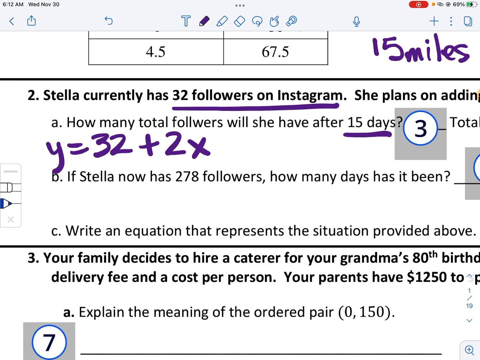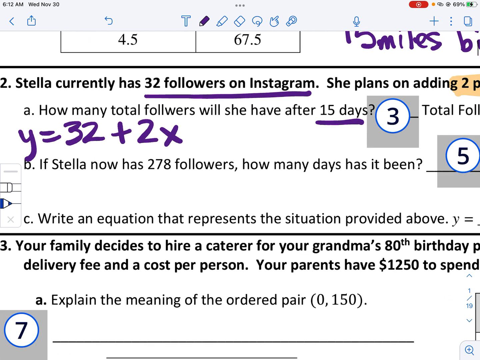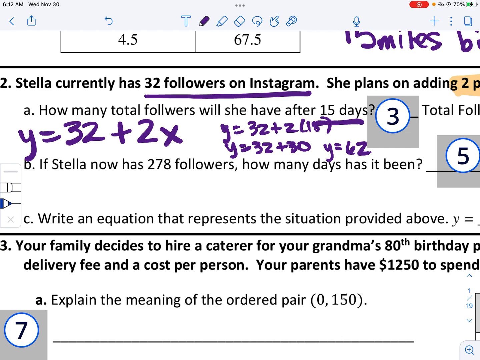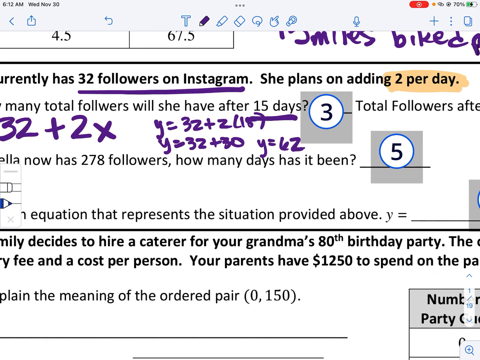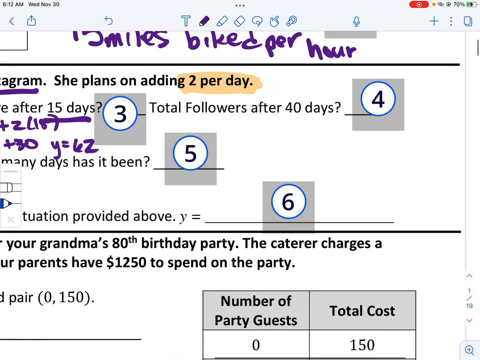It says at 15 days. So all I'm going to do is replace my x with 15. So 32 plus 2 times 15. Y equals 32 plus 30. So y equals 62. So 62 followers. Now it said just to put the number, so we're just going to leave it at 62.